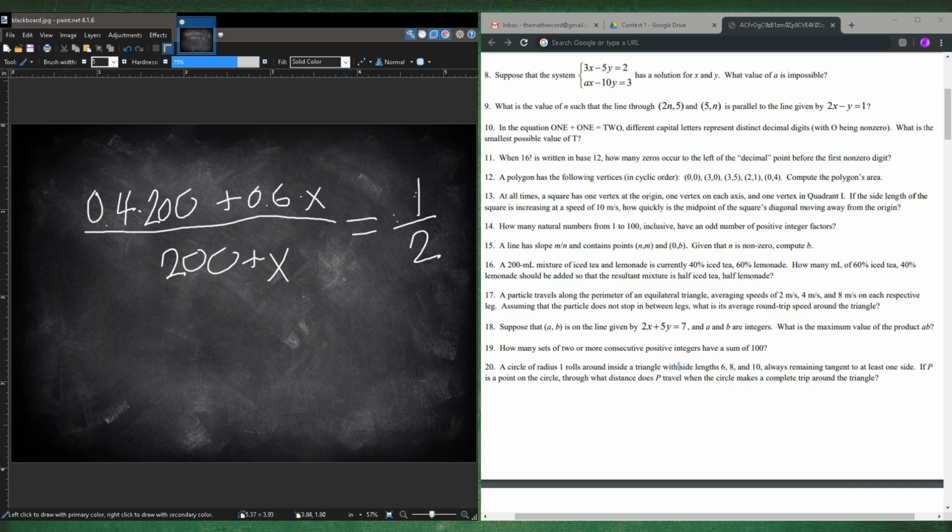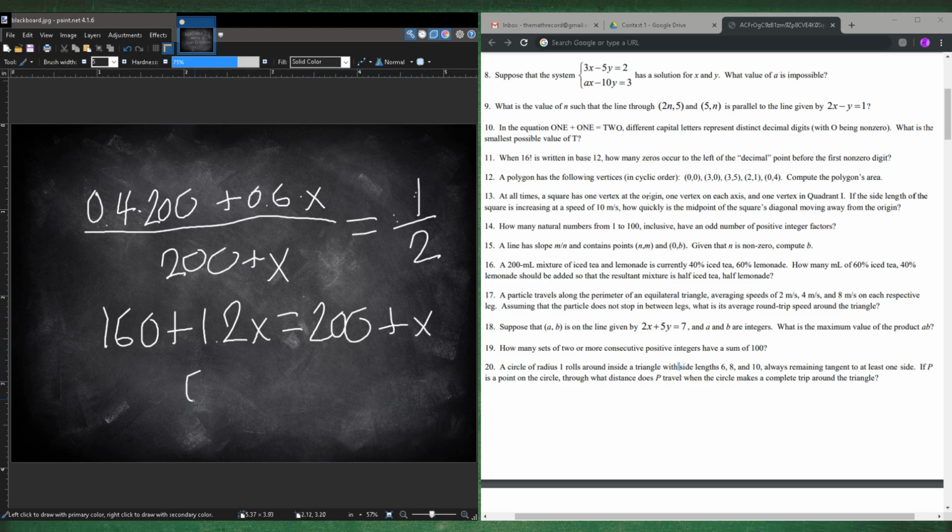So basically, let's try to multiply this out. That's 80, I think. So that's 40, that's 2 out of 5, that's 40, that's 80. So you have 80 times 2, which is 160. So 160 plus 1.2x is equal to 200 plus x.